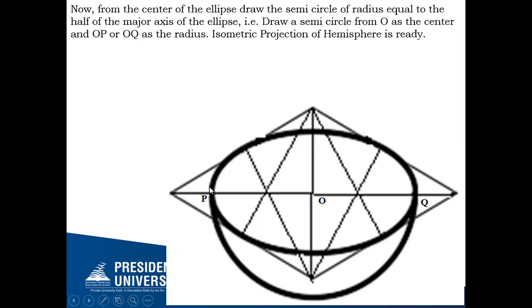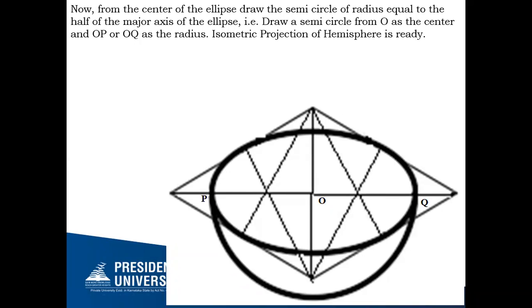Once again I'll repeat it, OP or OQ as the radius. That is the end point of the major axis of your ellipse. This or this point as the radius, you draw a semicircle like this. Once again I'll repeat this. To draw the hemisphere in isometric position after drawing the ellipse, from the center, that is O, either OP or OQ as the radius, you draw a semicircle. If you do this, this completes the isometric projection of your hemisphere.